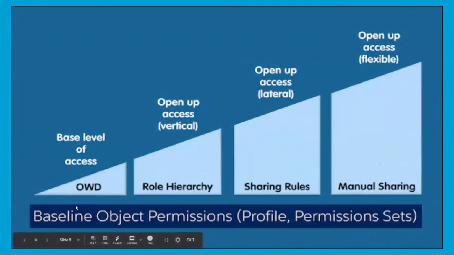So here you can see the OWD, org wide default, gives base level access, because it is at the organization level. Then something which will open your access will be the role hierarchy, but how will it open it up? Using the vertical, because you are going from a lower employee in the hierarchy to the upper level of employee in the hierarchy. So that's how you open up access if you have defined the role hierarchy.